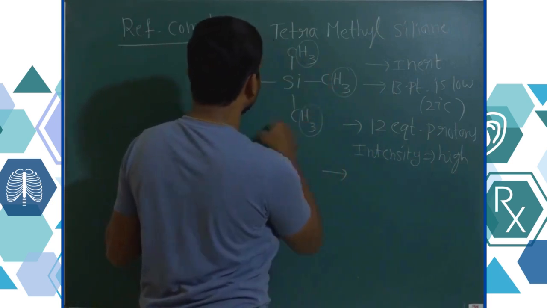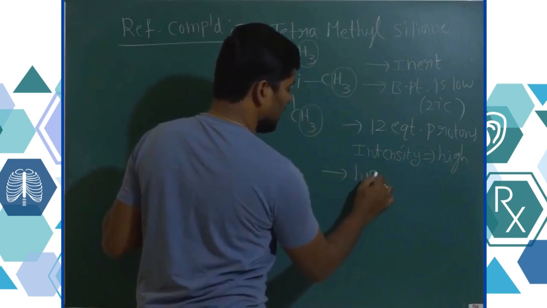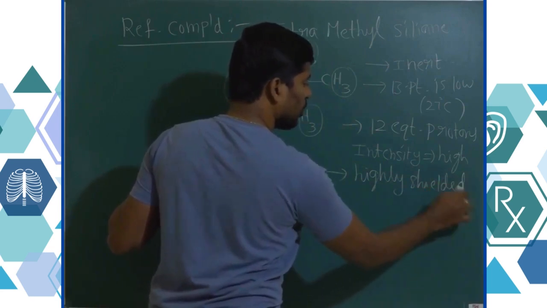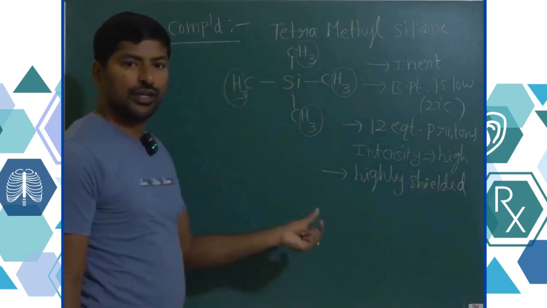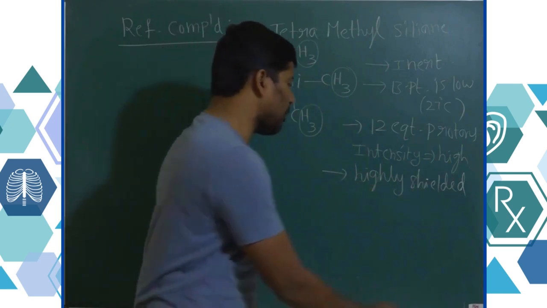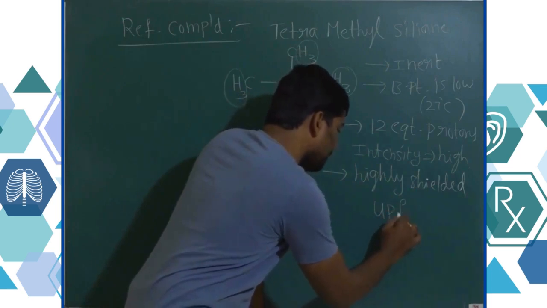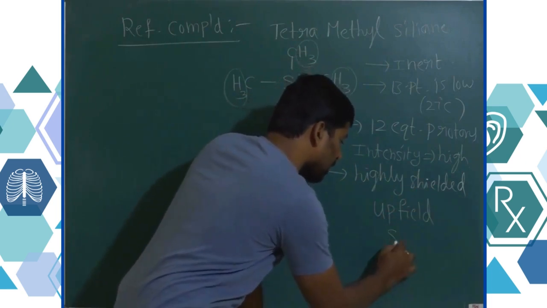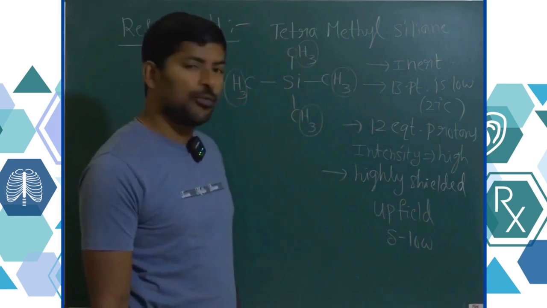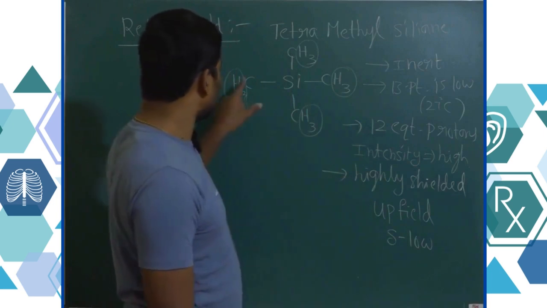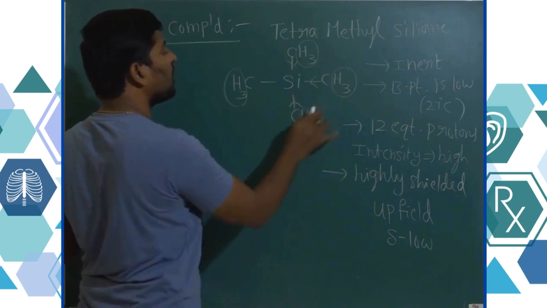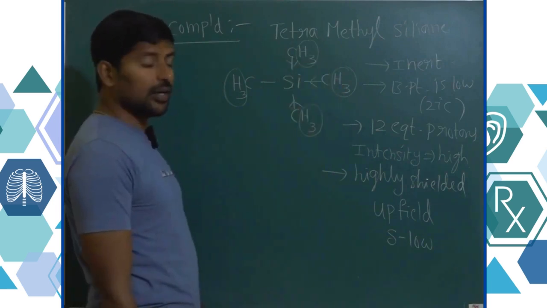Next, all these 12 protons are highly shielded. If the electron cloud around the nucleus is high, such protons are highly shielded. Then generally we get the signal in the upfield. Upfield means their precessional frequency values are low and their chemical shift values are low. That's why they appear in the upfield or high field. Here CH3 is an electron donating group.